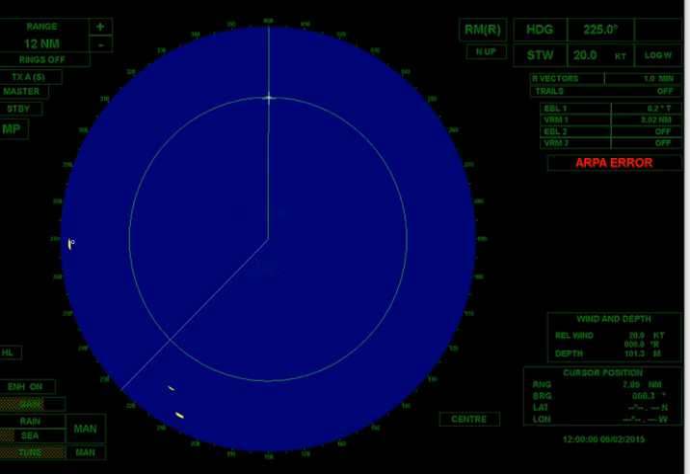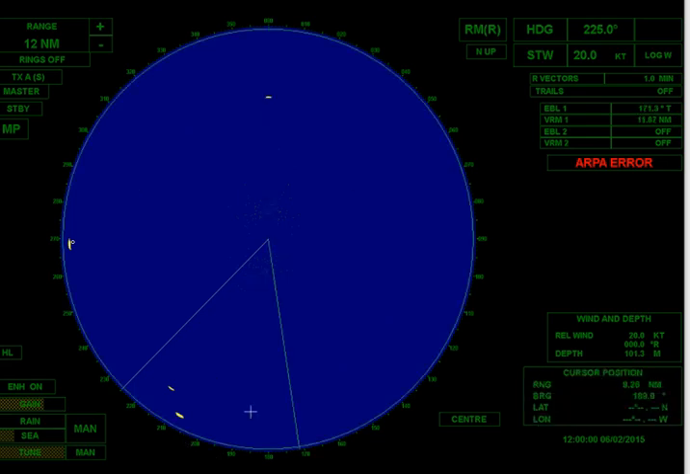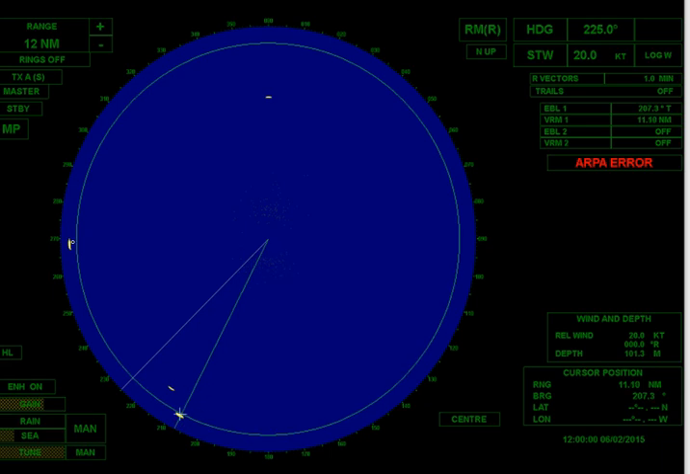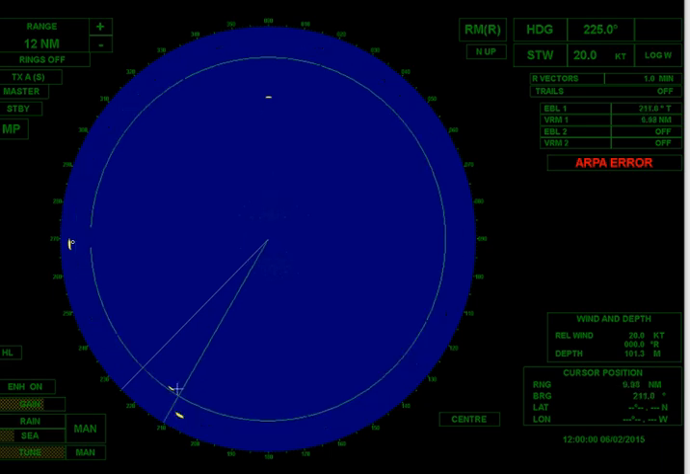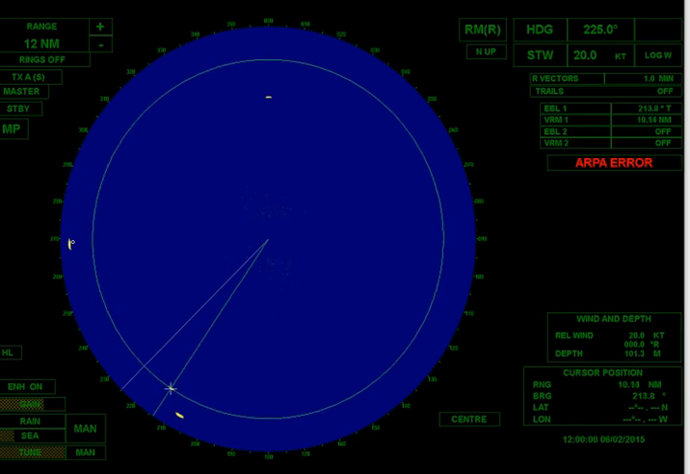Okay, now I'm going to go ahead and get my third target. Okay, and the third target is at 207 at 11.1, and my fourth target is at 214 at 10.1. Okay, now I could have also used the marks. I typically don't use the marks, but a lot of people enjoy those anyway.